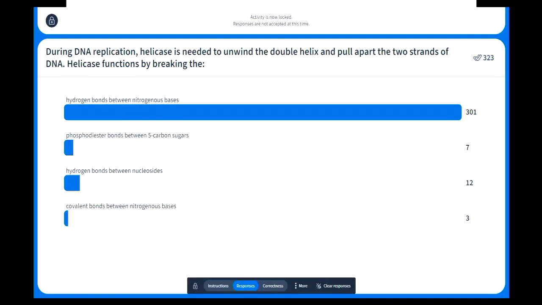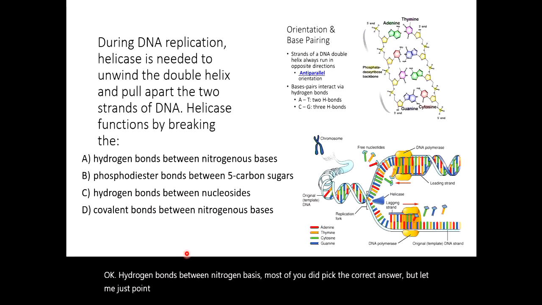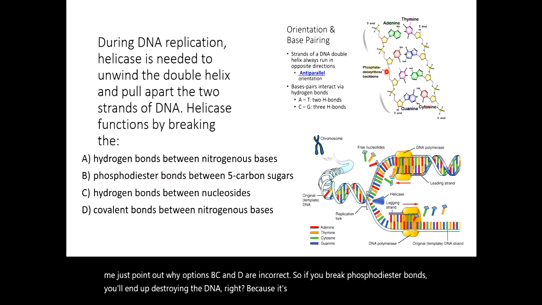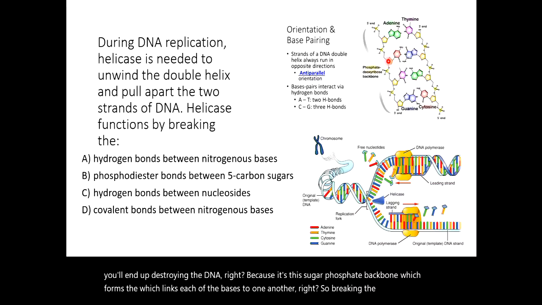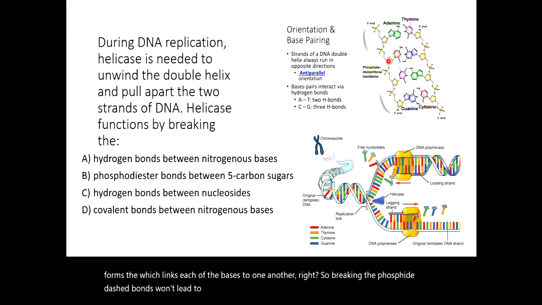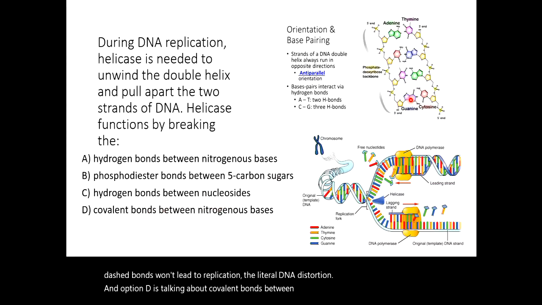Okay, hydrogen bonds between nitrogenous bases. Most of you did pick the correct answer, but let me just point out why options B, C, and D are incorrect. So if you break phosphodiester bonds, you'll end up destroying the DNA, right? Because it's this sugar phosphate backbone which links each of the bases to one another, right? So breaking the phosphodiester bonds won't lead to replication; it'll lead to DNA destruction. And option D is talking about covalent bonds between nitrogenous bases. We know that the nitrogenous bases are held by hydrogen bonds, so that's why option D is incorrect as well.